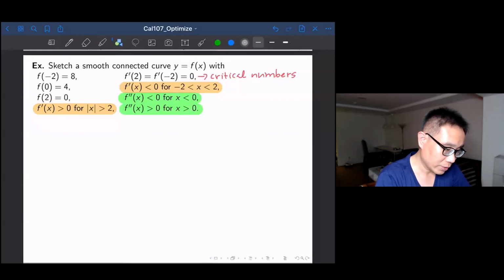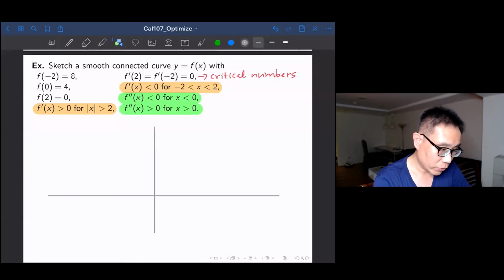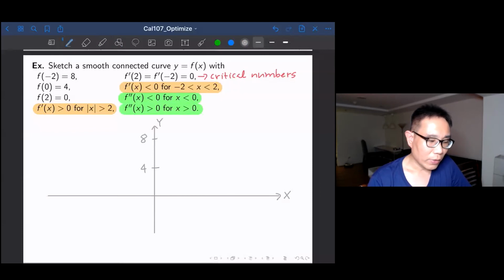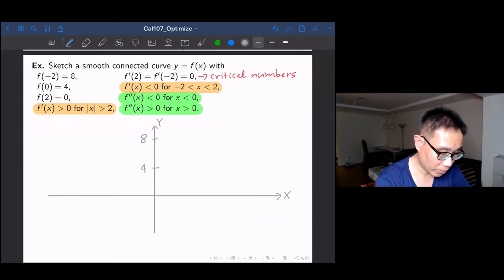For this example, you see that you have y, you have x, and you have 4 and 8. And you have f(-2). So let me scale this one a little bit.